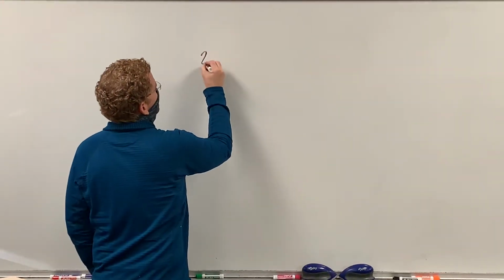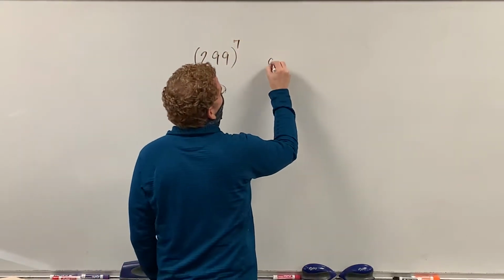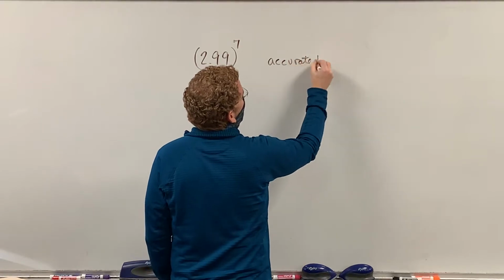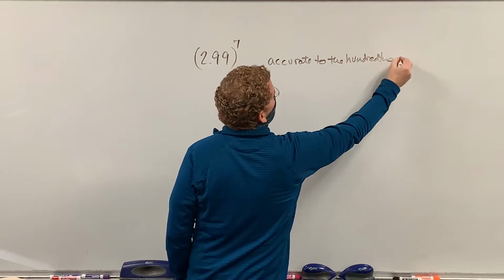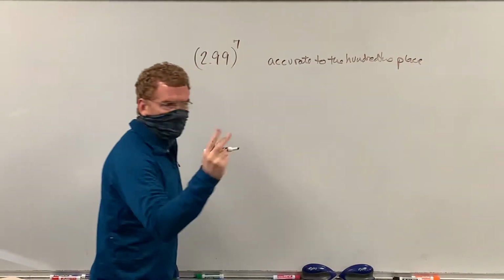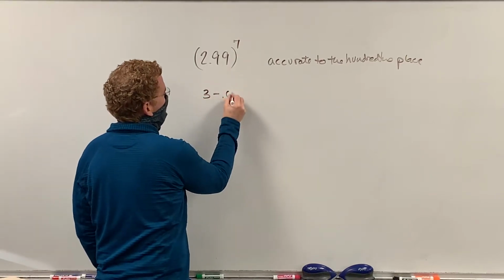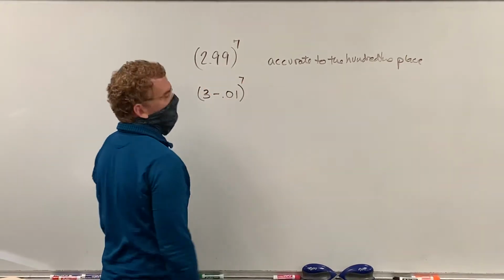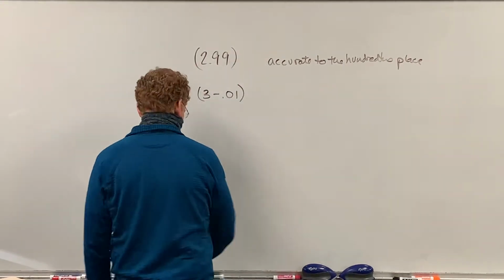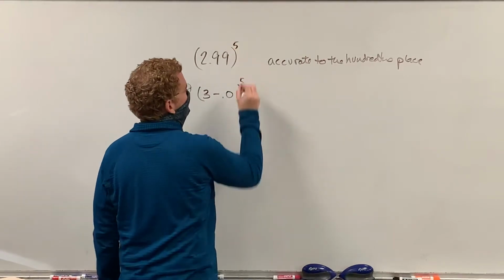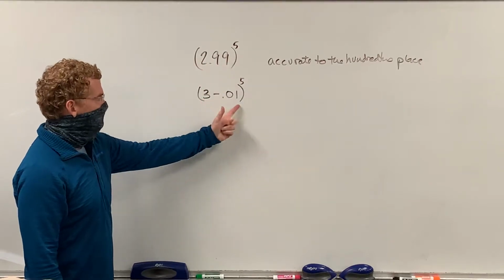So let's just say I asked you what is 2.99 to the 7th, and I said accurate to the 100th place. All right, so to 2 decimals. And you look at that and you go, well, that's the same thing as 3 minus 0.01. All right? I'll tell you what. How about this? So if you are expanding, does that make sense? This minus that is that?